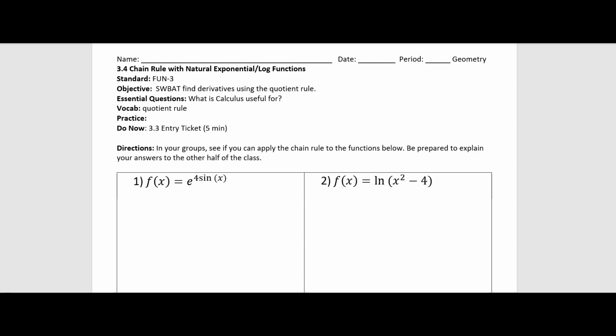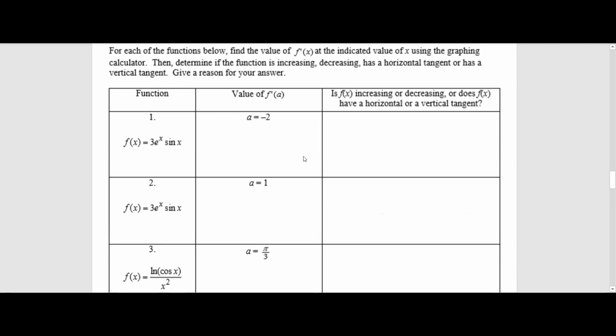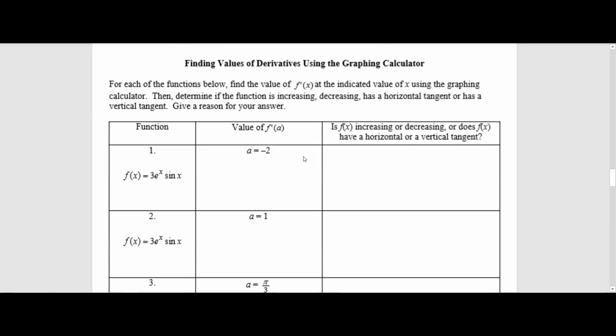Welcome to part 2 of our lesson on the chain rule using e to the x and natural log of x, or ln of x. The first part of this lesson I think is going to be a treat because I'm going to show you how to use the calculator to find derivatives. So let's scroll down to this page where it says finding values of derivatives using the graphing calculator.